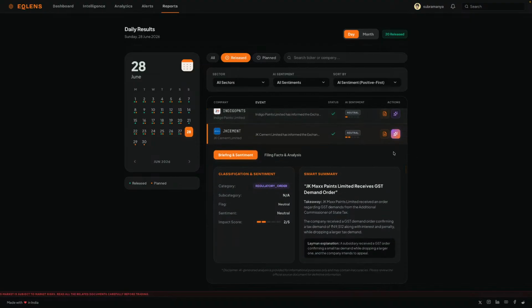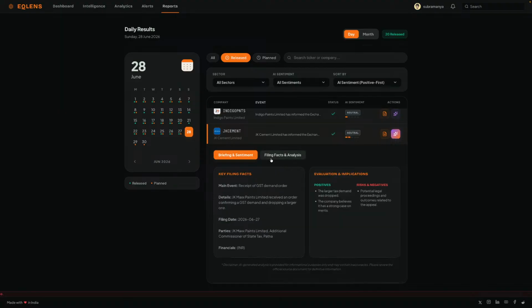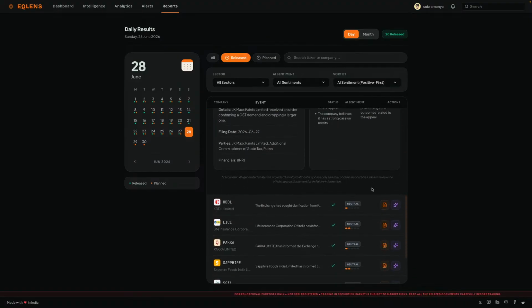JK Max Paint Limited received a GST demand order. Okay, this is not neutral, it's negative news. The company released a GST demand order confirming a tax demand of 49,000 along with interest and penalty. Okay, not in crores or anything, which could put a dent. They can pay it off and close it.